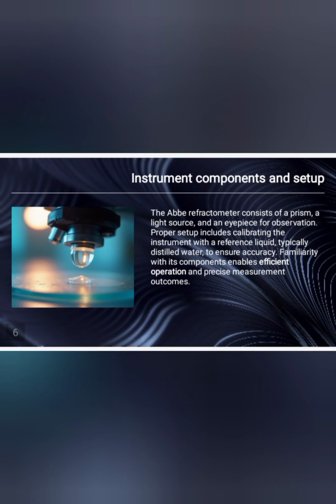Instrument components and setup. The Abbe's refractometer consists of a prism, a light source, and an eyepiece for observation. Proper setup includes calibrating the instrument with a reference liquid, typically distilled water, to ensure accuracy. Familiarity with its components enables efficient operation and precise measurement outcomes.